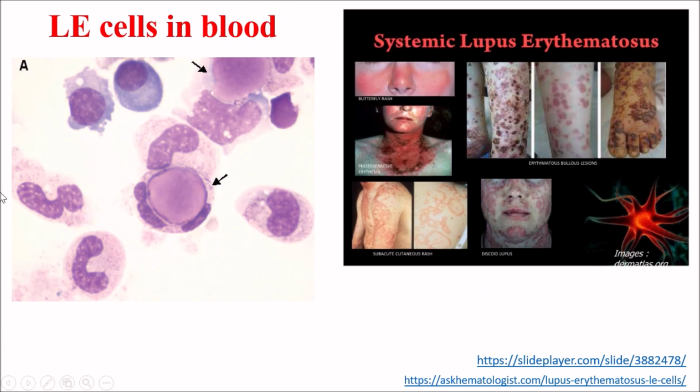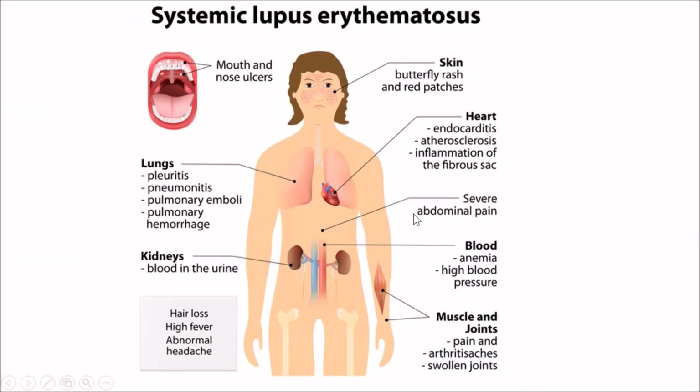Here you see the smear taken from the blood smear, and the arrows show the lupus erythematosus cells, or the LE cells, which are the macrophages that engulf the hematoxylin bodies. And this slide illustrates some clinical symptoms, some features: the butterfly rash on the face, and the skin damage during the lupus.